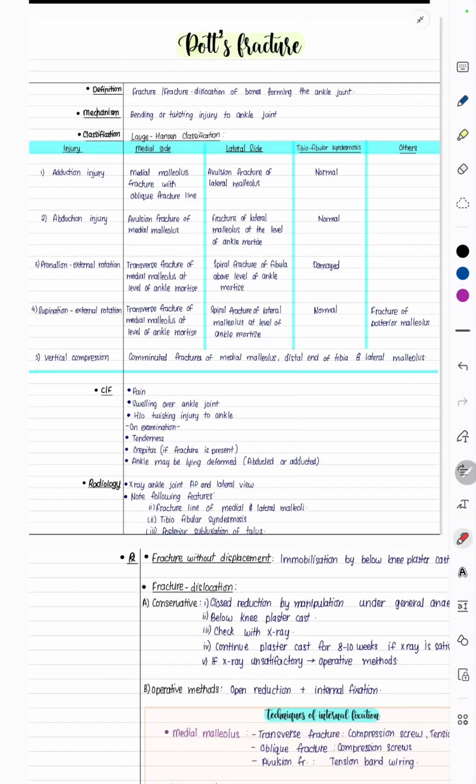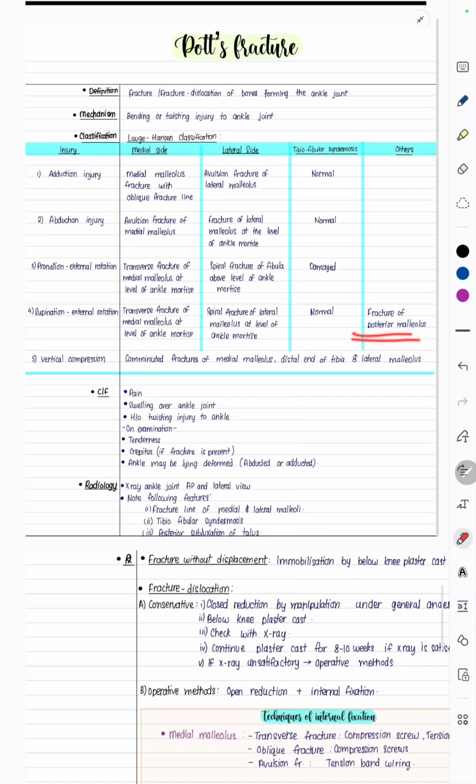syndesmosis is damaged. While if in the supine position the patient is externally rotated, that will lead to transverse fracture of medial malleolus again. However, on the lateral side, this will lead to spiral fracture of lateral malleolus. This is very important. Tibiofibular syndesmosis is normal, while there is a fracture of posterior malleolus as well. In vertical compression, because of fall from a height, there will be multiple comminuted fractures of medial malleolus, lateral malleolus, as well as the distal end of tibia.